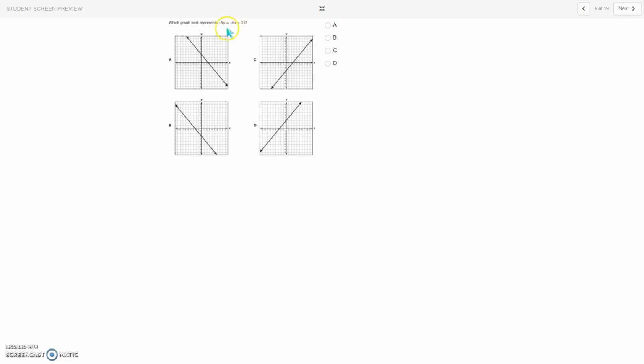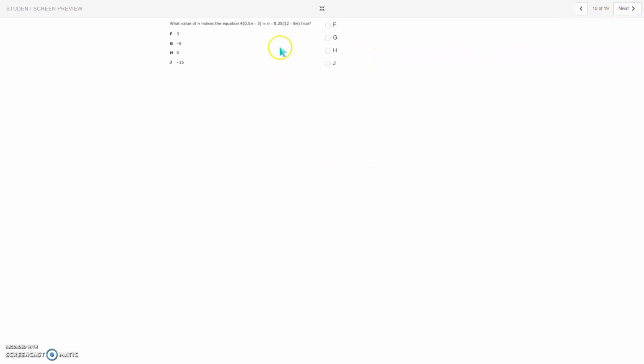So we would have to get this in y equals mx plus b. If I divide everything by -5, then that means my y-intercept would be at -3 and my slope would be positive. So let me find that one. It would be C. All right. Okay, y'all can do that one.